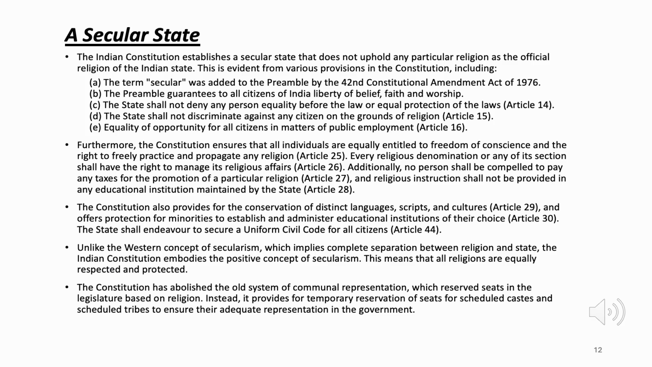The Indian Constitution establishes a secular state that does not uphold any particular religion as the official religion of the Indian state. This is evident from various provisions in the Constitution, including A. The term secular was added to the preamble by the 42nd Constitutional Amendment Act of 1976. B. The preamble guarantees to all citizens of India liberty of belief, faith and worship.